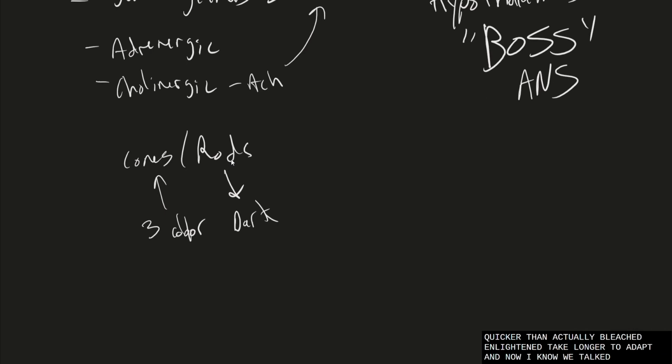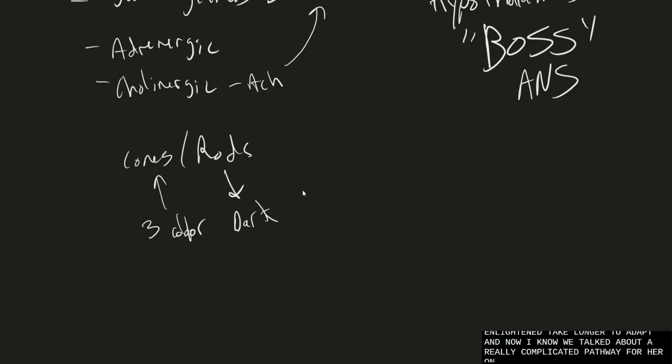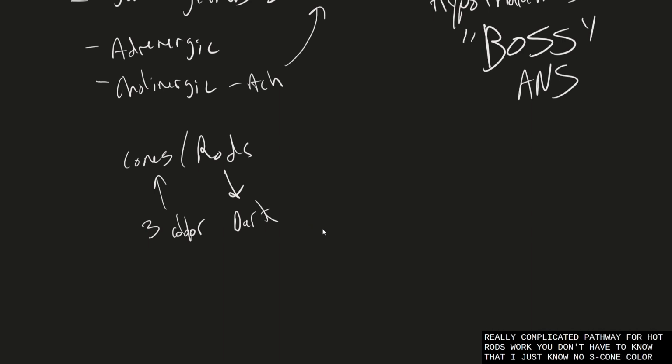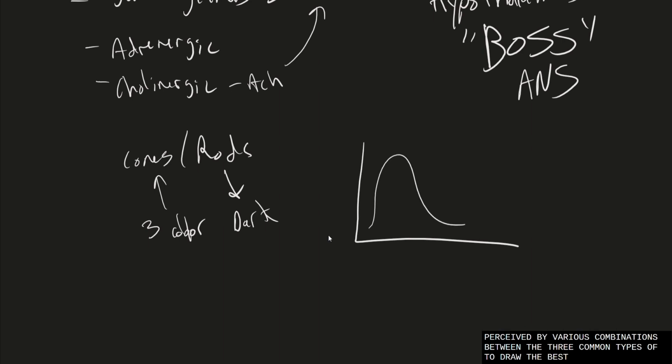Now I know we talked about a really complicated pathway for how rods work. You don't have to know that. Just know 3 cone colors, and why we can see several thousand shades of color. It's because this perception is perceived by various combinations between the 3 cone types. So if we draw the visible spectrum here and the 3 cone types, it looks something like this.